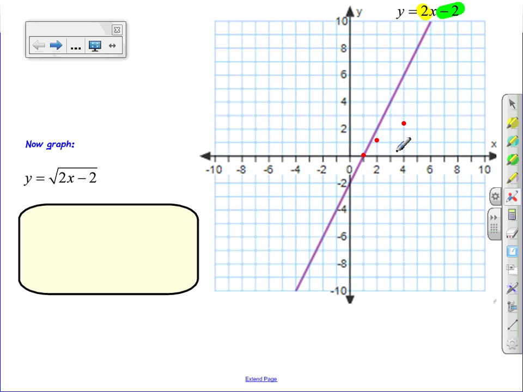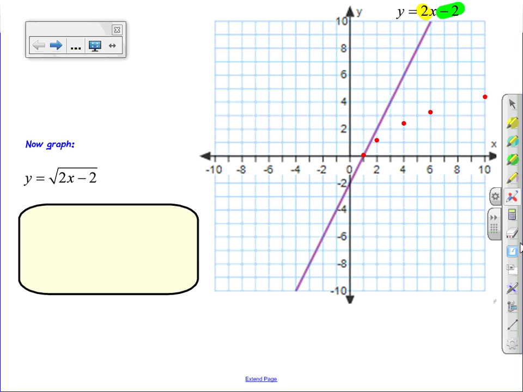What if I put 6 in? 12 minus 2 is 10. Square root of 10 is 3 point something. And you can see our graph is going to continue on. Let's go ahead and put 10 in. 2 times 10 is 20, minus 2 is 18. Square root of 18, 4 point something. And we can see that there's a relationship there.